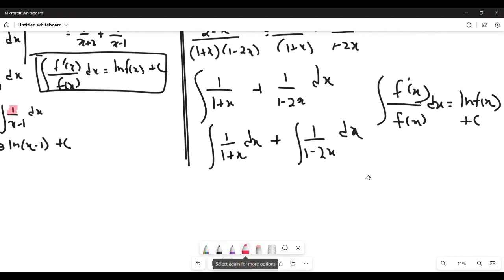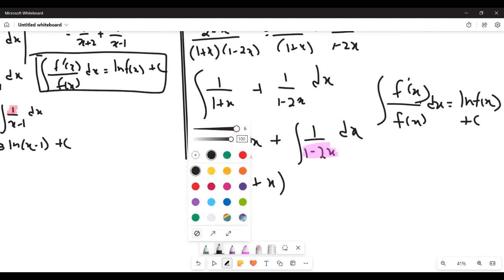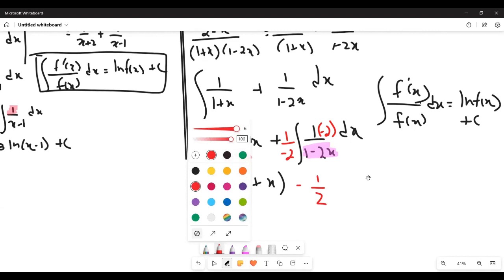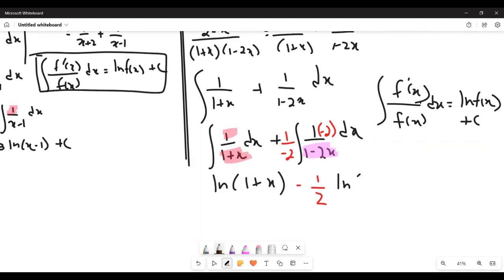So the derivative of 1 plus x is already 1. It's already here. So it's going to be ln |1 plus x|. Then the derivative of 1 minus 2x is actually minus 2, which isn't there, but we can multiply and divide with minus 2 here and here. So then we get minus half ln |1 minus 2x| plus c.